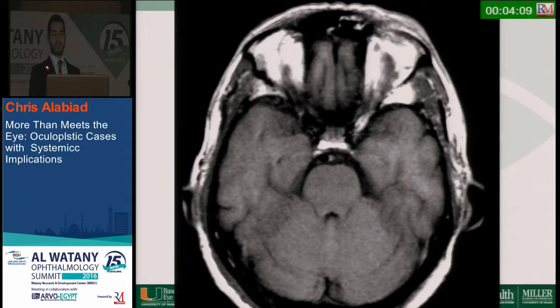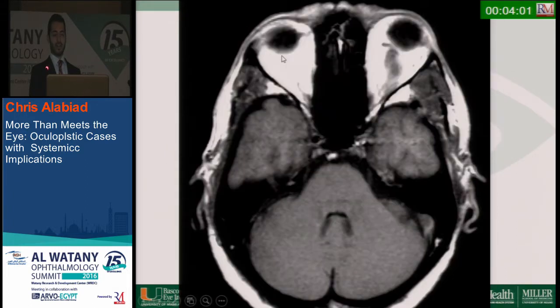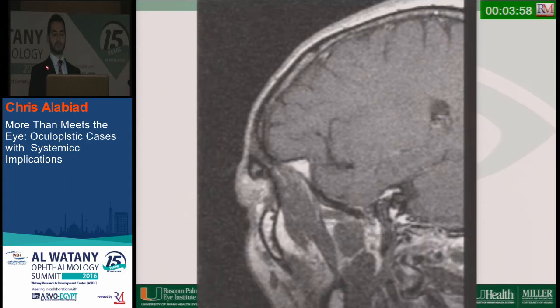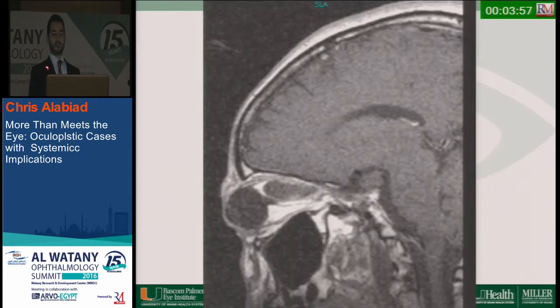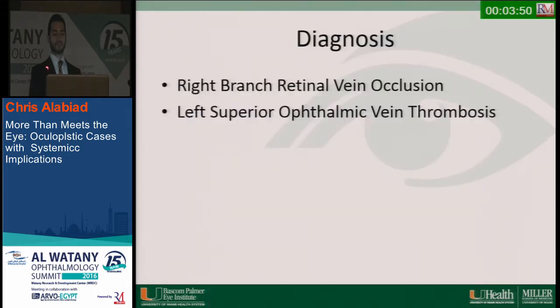I also have axial views showing the same thing. Here you can see the structure enlarged and widened, whereas fairly normal on the other side. And here are sagittal views showing you more of the same thing, with the extent going from behind the globe almost to the apex. So the diagnosis here was a right branch retinal vein occlusion with a left superior ophthalmic vein thrombosis.